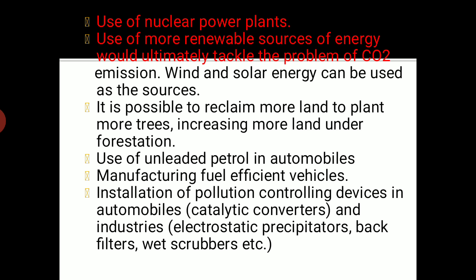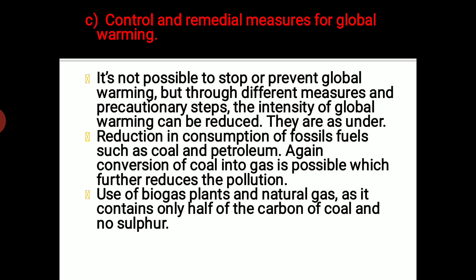We can use the renewable resource, we can grow more number of trees, unleaded petrol no ઉપયોગ કરીએ, manufacturing efficient vehicle which gives out the less amount of such gases, એવી વસ્તુઓનો ઉપયોગ કરીએ, એવા pollution controlling devices નો ઉપયોગ કરીએ જેનાથી ઇન્ડસ્ટ્રીની અંદર જે વેસ્ટ છે અથવા તો જે પોલ્યુશન છે એને કંટ્રોલ કરી શકાય, રાઈટ. ન્યુક્લિયર પાવર પ્લાન્ટ્સનો ઉપયોગ કરીએ અથવા તો વી રિડ્યુસ the use of fossil fuels, instead biogas અને natural gasનો ઉપયોગ કરીએ. આવી રીતે જુદા જુદા મેઝર્સથી, જુદા જુદા રેમિડિયલ સ્ટેપ્સથી we can at least control the global warming, we can put up a kind of control on the global warming.